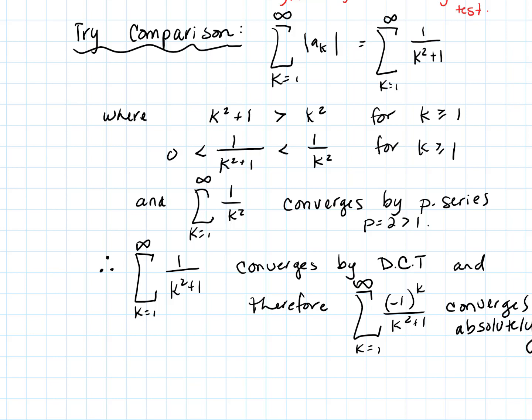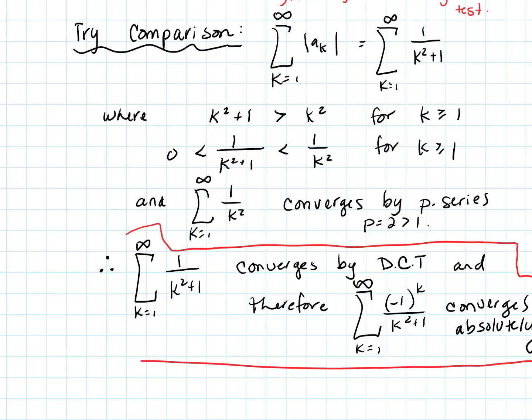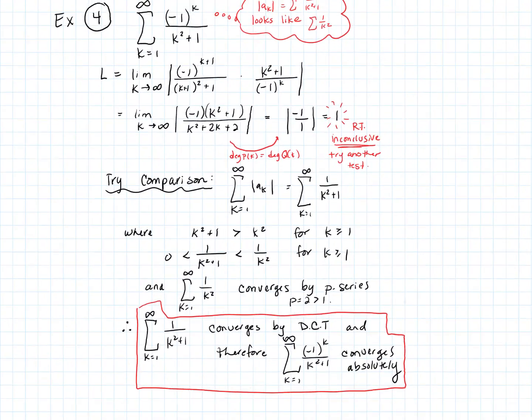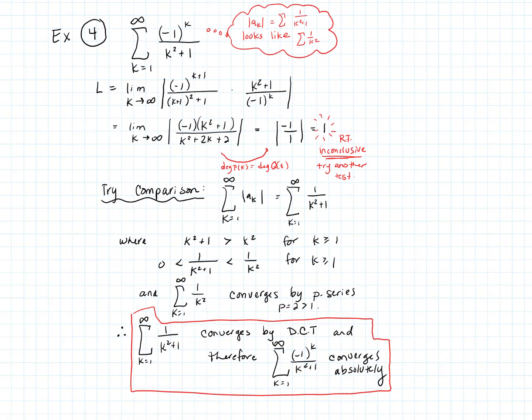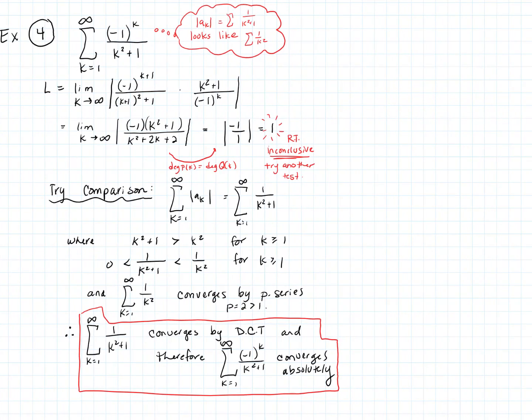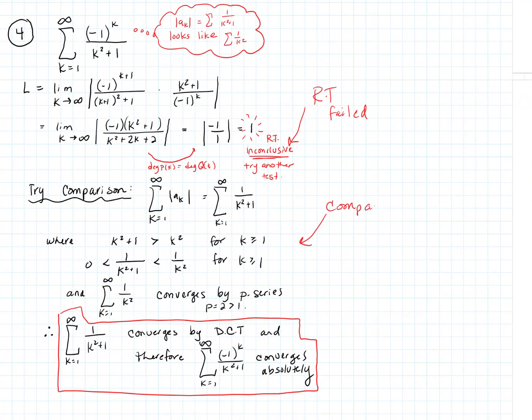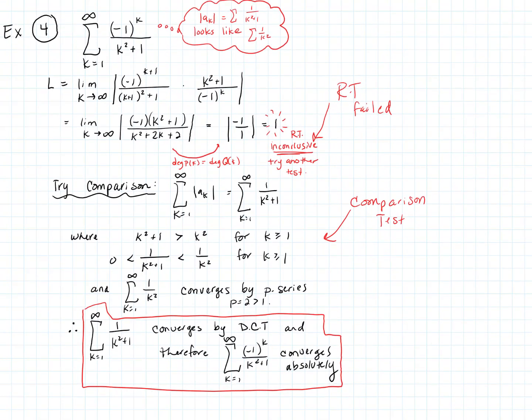So that puts it all together. We've got convergence of the absolute value of the series, which means that the series I started with is absolutely convergent. So if the ratio test fails, and we had a failure of the ratio test right here, use something else. We went for comparison on this one.